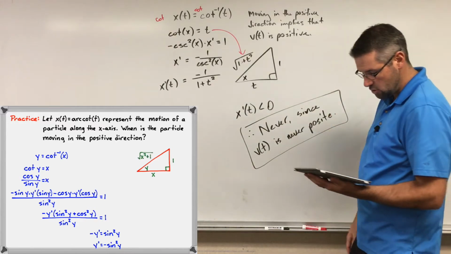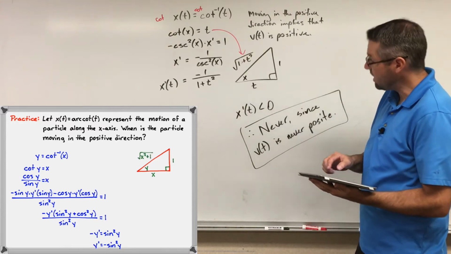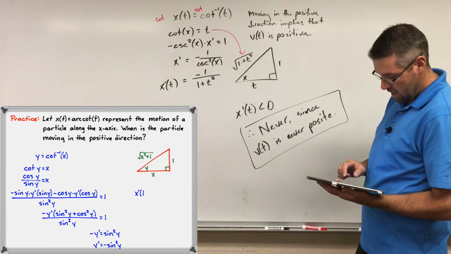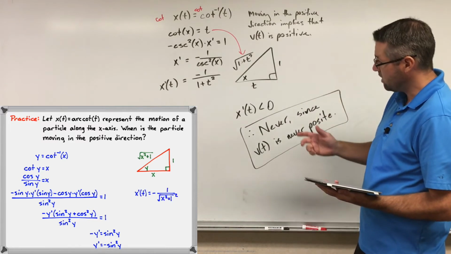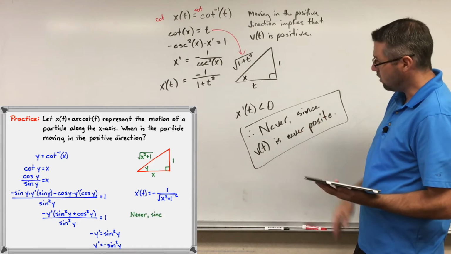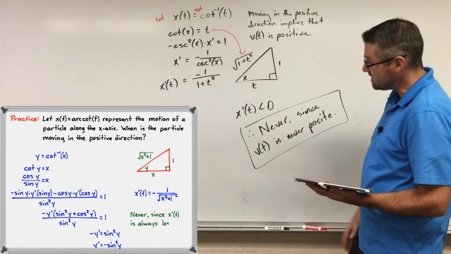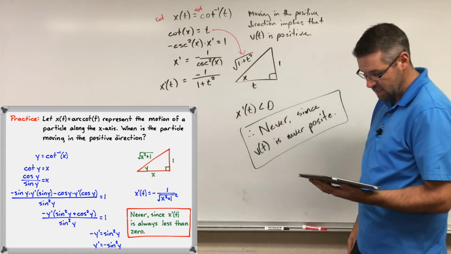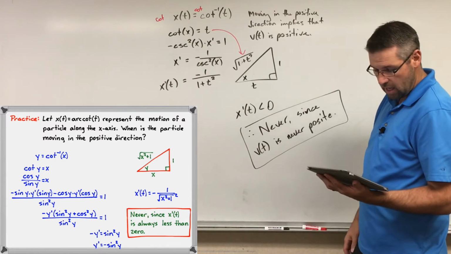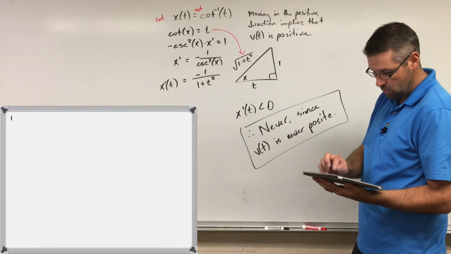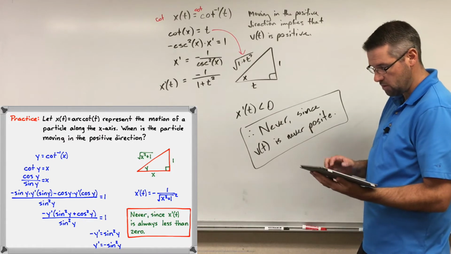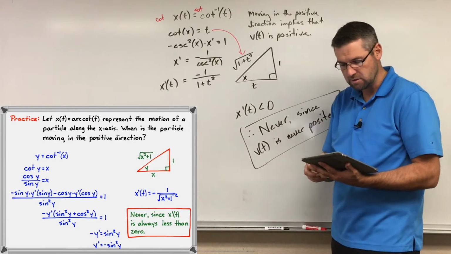So I guess I did do the triangle here, and same setup as I have here, and then we would say that we end up with negative 1 over 1 plus t squared, or 1 plus x squared, and since that is never a positive number, then we know that we are never moving in the positive direction. All right, that's a good practice problem right there.